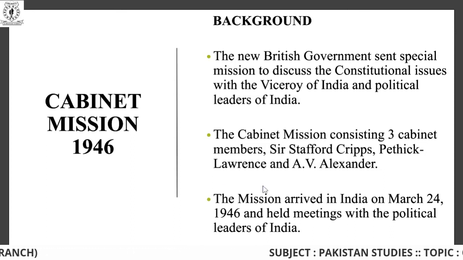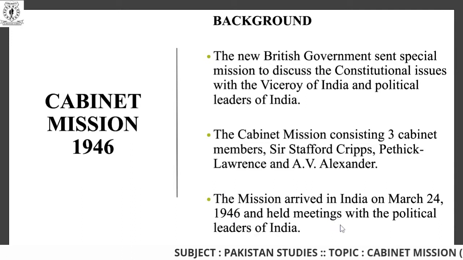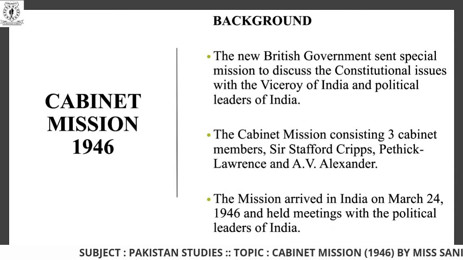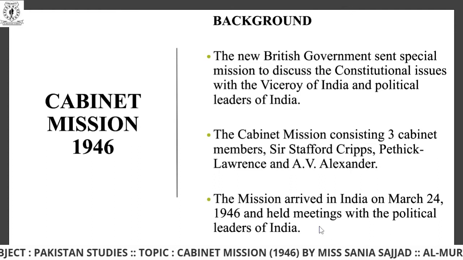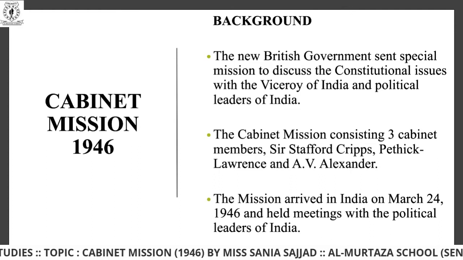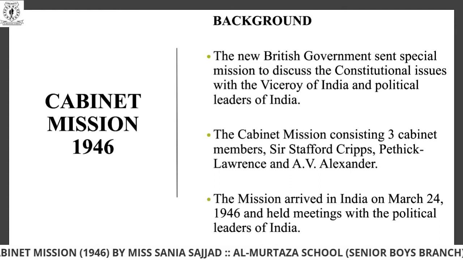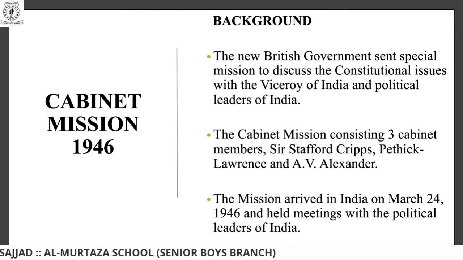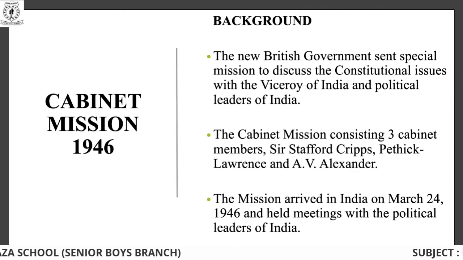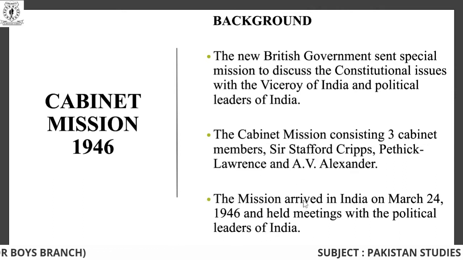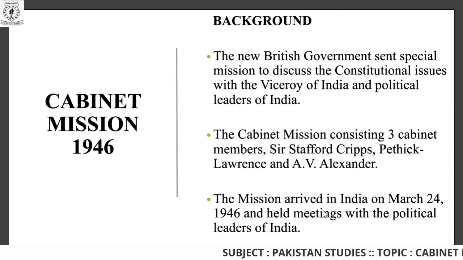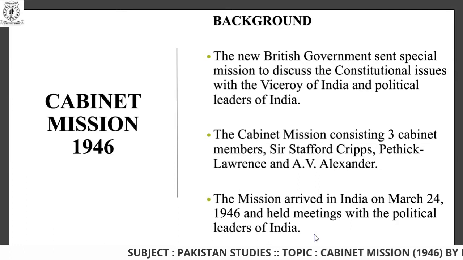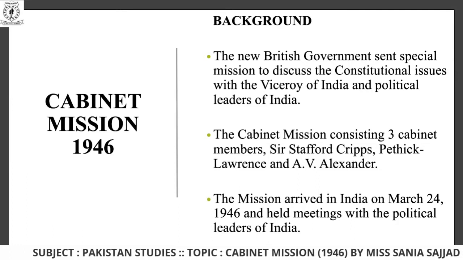The mission arrived in India on March 24, 1946, and held meetings with the political leaders of India. So you can see that they all arrived. When I talk about the term mission, it means that people arrived, and the three people of this cabinet mission arrived in India on March 24, 1946, and then they started discussing the political matters which were going on.